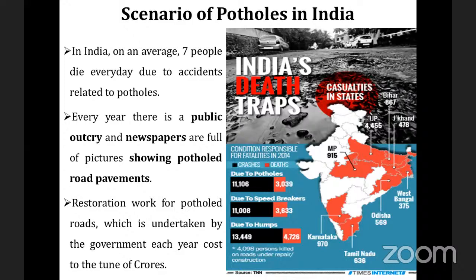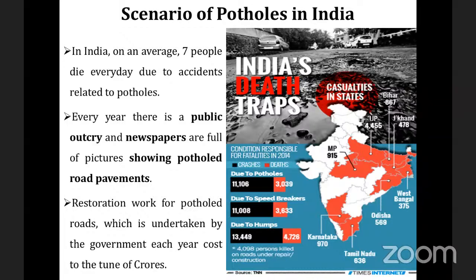So if we consider the scenario of potholes in India, as per the 2014 Times of India paper cutting, we can see that in India on an average 7 people die every day due to accidents related to potholes. As we see from the statistics, the state Karnataka comes second after UP. And due to potholes, every year there are deaths of around 3,000 and change. And the crashes or casualty will be around 15,000.